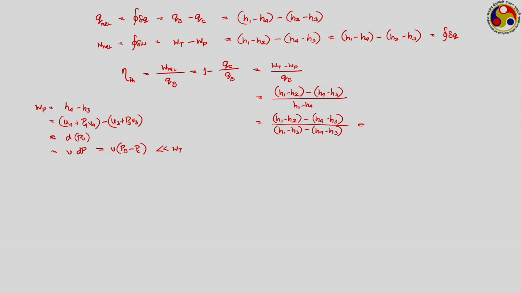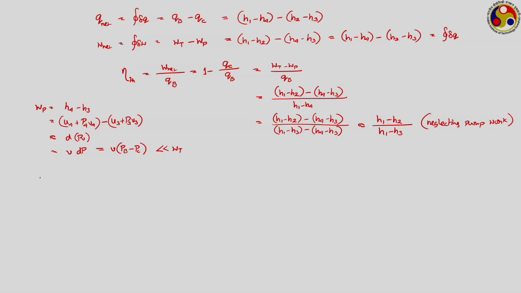So, if we neglect the pump work, then this efficiency expression comes out to be H1 minus H2 upon H1 minus H3, which of course is neglecting the pump work. So, this is the way we can calculate the thermal efficiency.